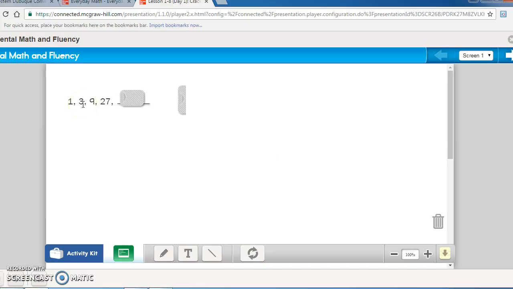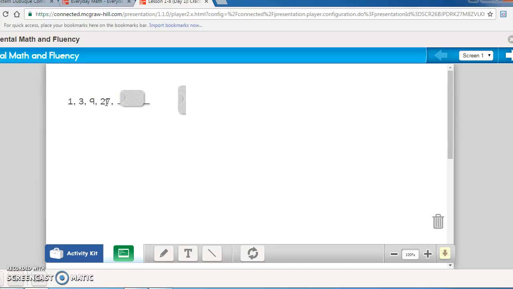Well, hopefully again you're realizing in 4th grade that we really stress learning your multiplication facts. So 1 times 3 is 3. 3 times 3 is 9. 9 times 3 is 27. What is 27 times 3?